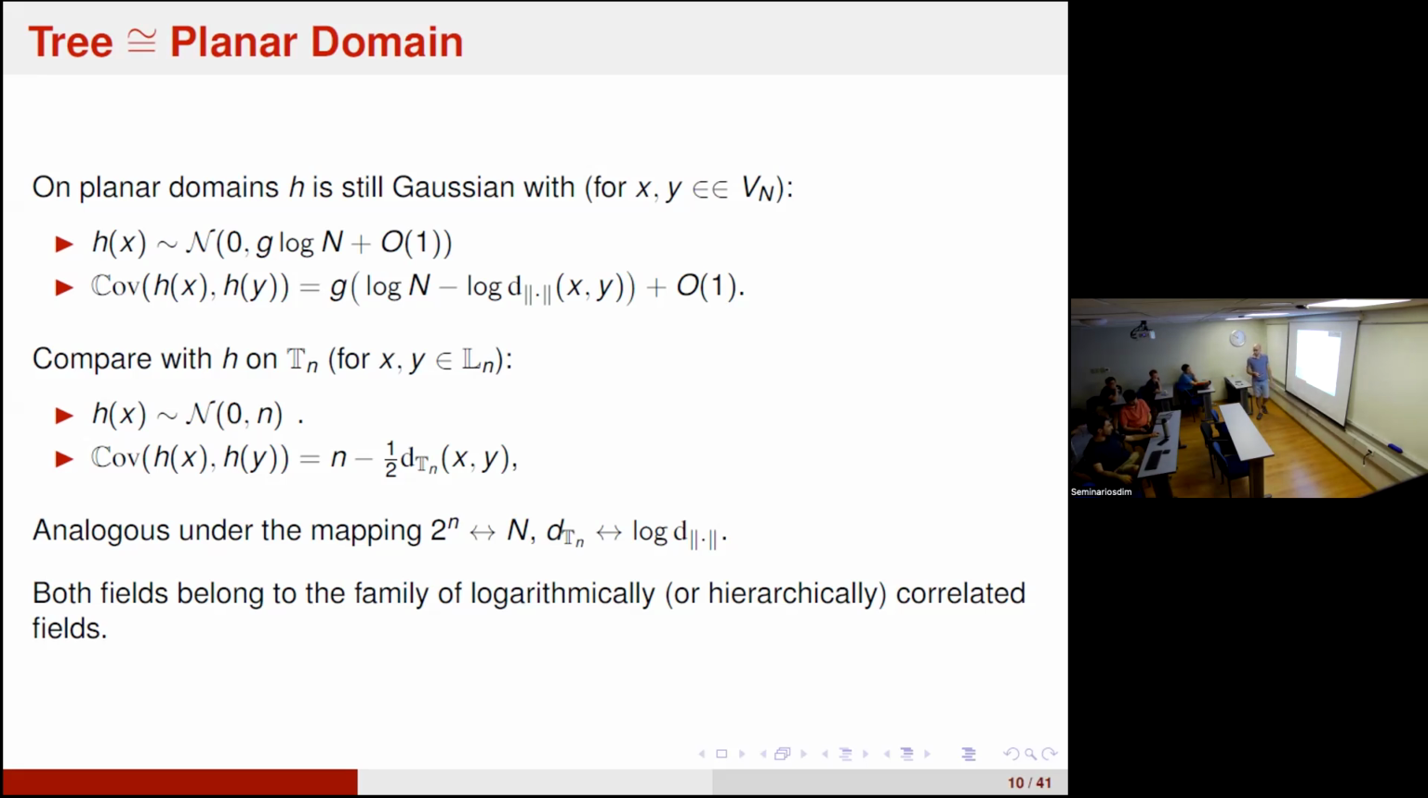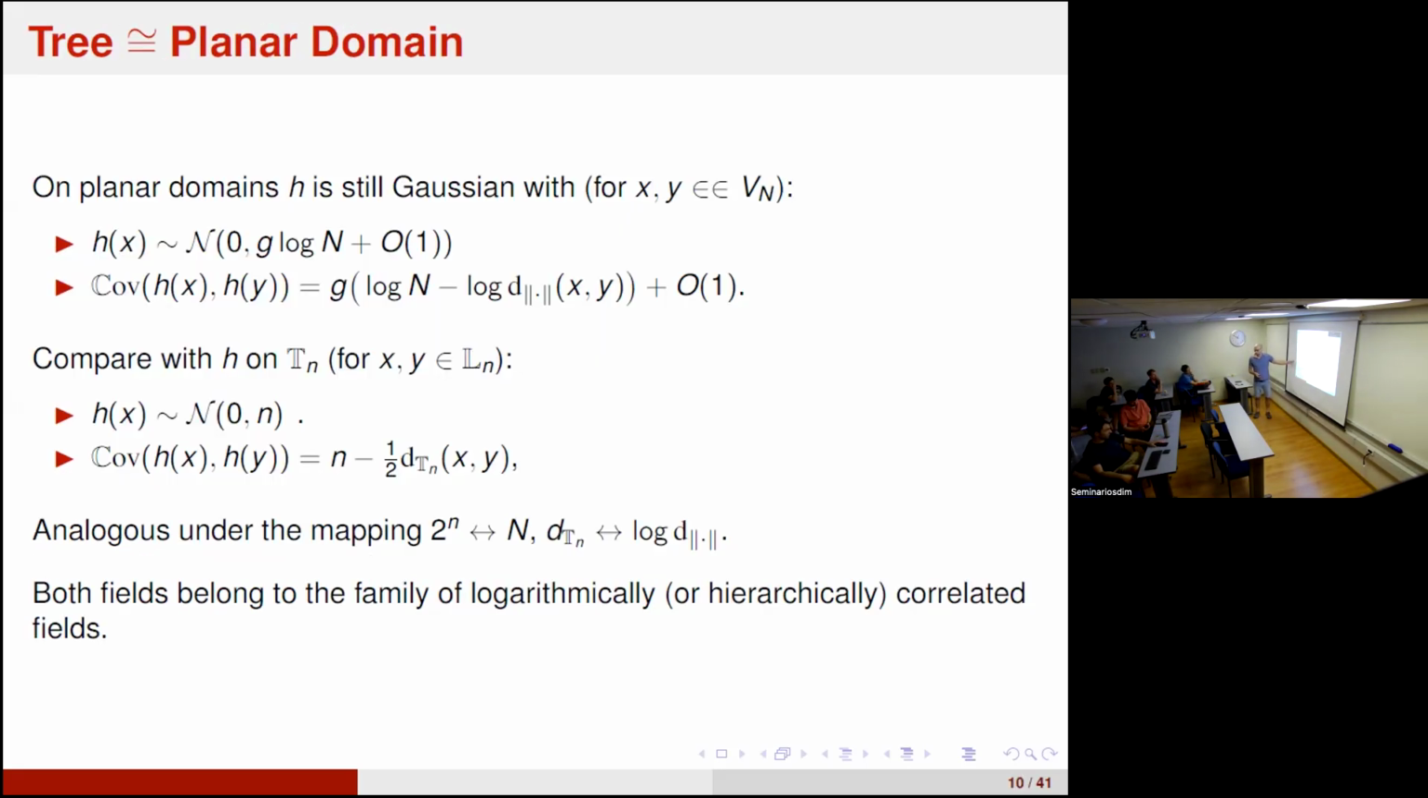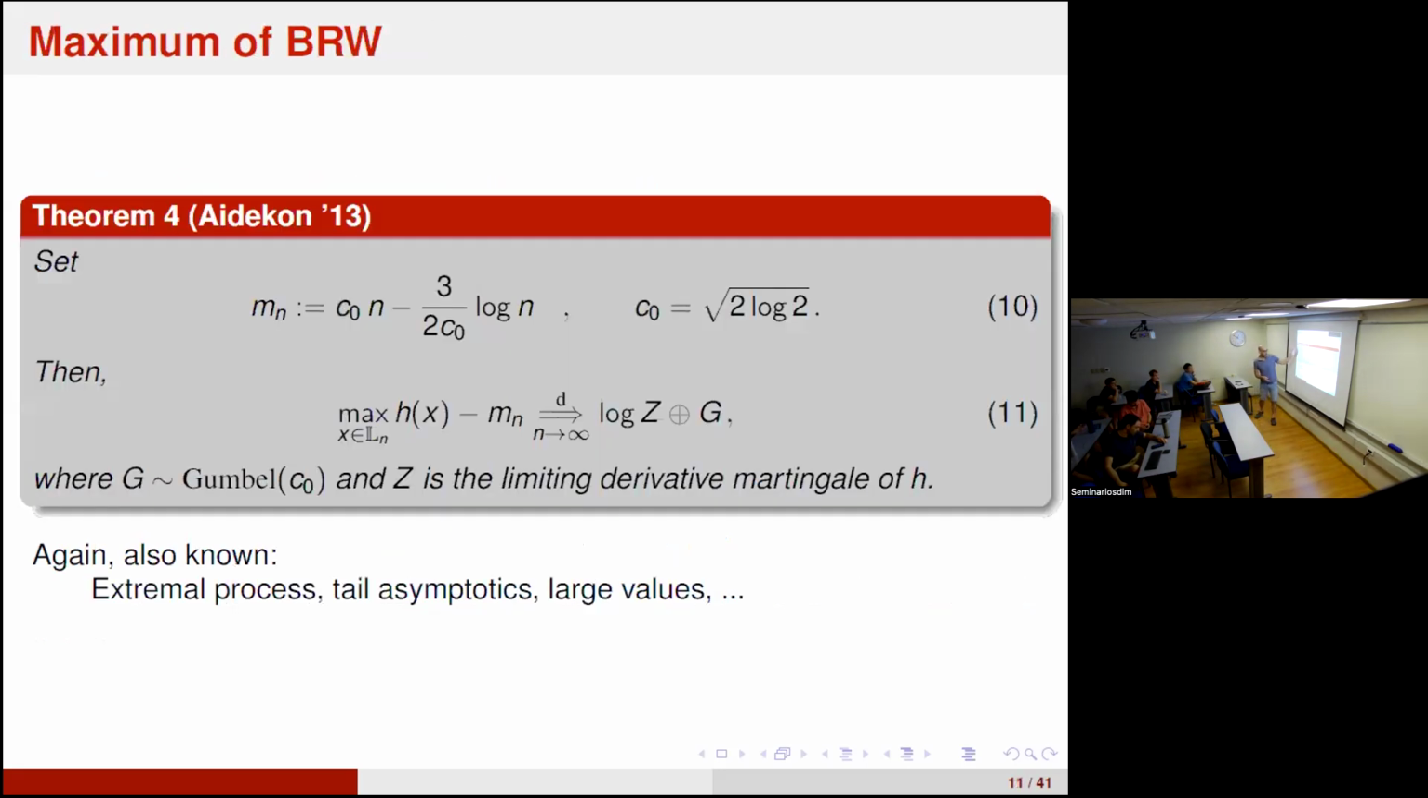Okay, questions. Okay, and on the tree, we know at least as much as we know about the plane in terms of the Gaussian free field. Essentially, it's comparable. We know, as before, the maximum. This is the centering sequence of the maximum. The maximum on first order is square root of 2 log 2. That replaces the 2 square root of g that we had before.